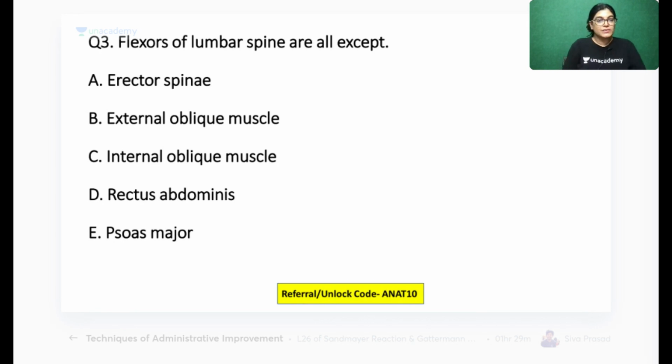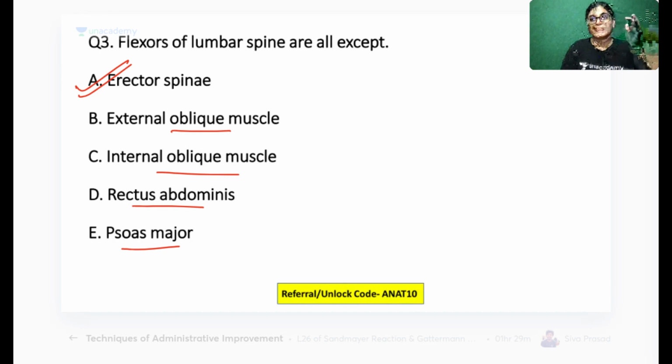Okay, many of the students have given the right answer, and the correct answer is erector spinae muscle. A is absolutely the correct answer. Erector spinae muscle is not a flexor. Actually, it has the antagonist action on the lumbar spine. The rest, the anterior abdominal wall muscles, external oblique, internal oblique, rectus abdominis, and psoas major muscle, all cause flexion of the lumbar spine.